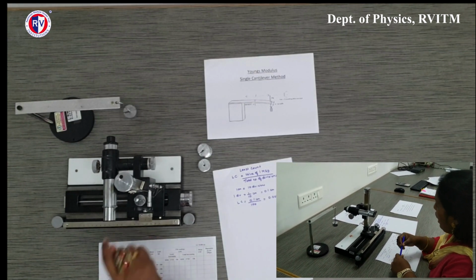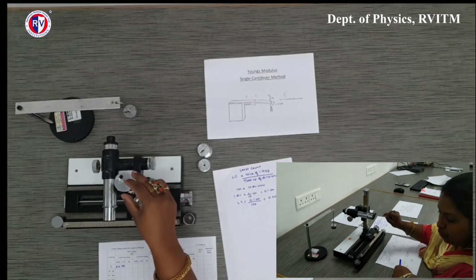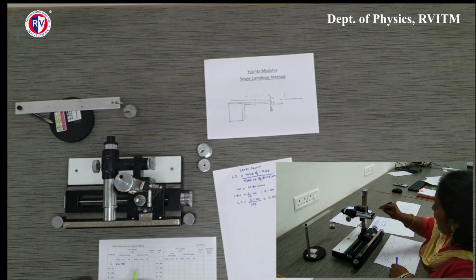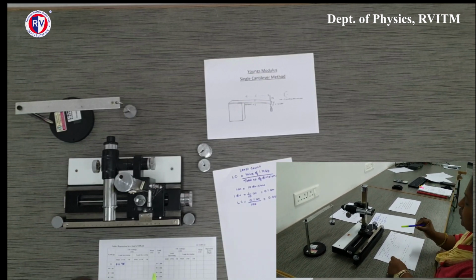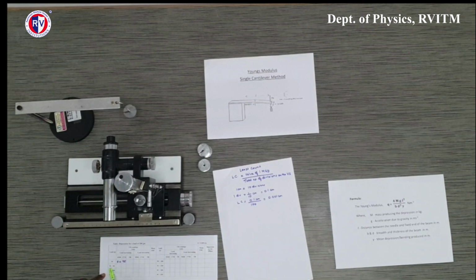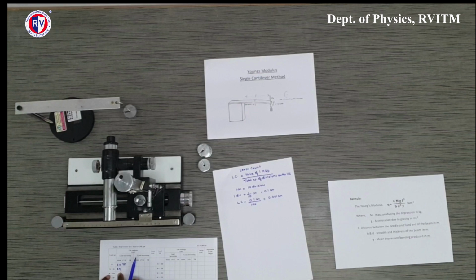So now what do we do? We look through the microscope and we will start moving our vernier scale so that it coincides with the intersection of my cross wire. So now after putting each and every 50 gram, we start taking the reading. Now I have put a weight of W plus 50. Let me see the next reading. It's 4.9 and CVD is 52.